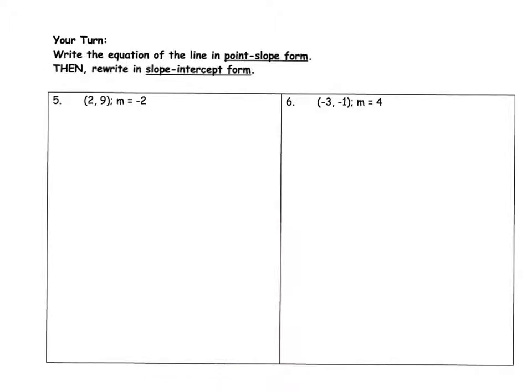All right, now it's your turn. Write the equation of the line in point slope form, then rewrite it into slope-intercept form. Try it on your own and pause the video if you need help. Please make sure you're also checking your work.